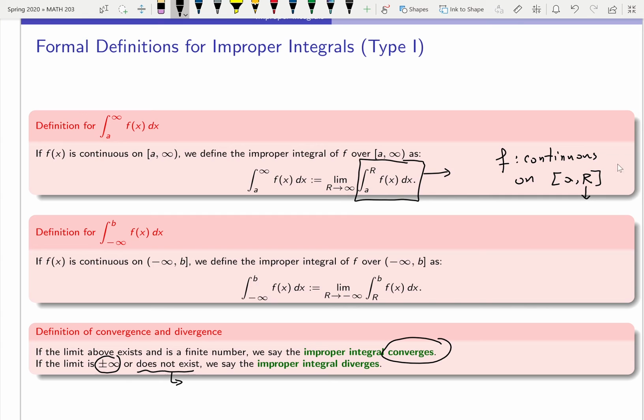when we say does not exist, that means it does not approach a single value, like for example, the limit of x sine x when x goes to infinity. This is undefined. That's something you should know from calculus 1. Now, if the limit does not exist, or if the limit is plus or minus infinity, we say that it diverges, or it's divergent. The integral diverges.